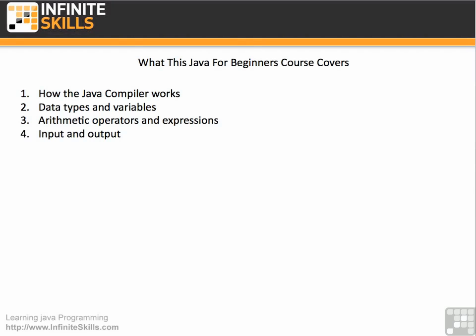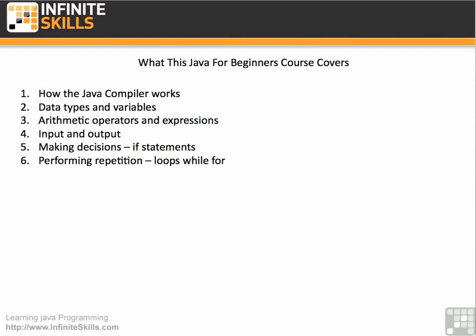After that, we'll talk some about input and output. In other words, how to get data into your programs and how to get data out of your programs. Next, we'll talk about how to make decisions in your Java programs using if statements. Then we'll talk about performing repetition. And this chapter will talk about loops such as the while loop and the for loop.